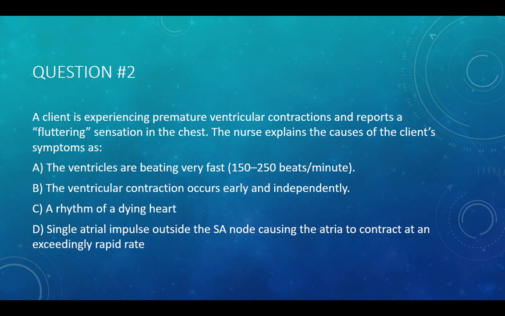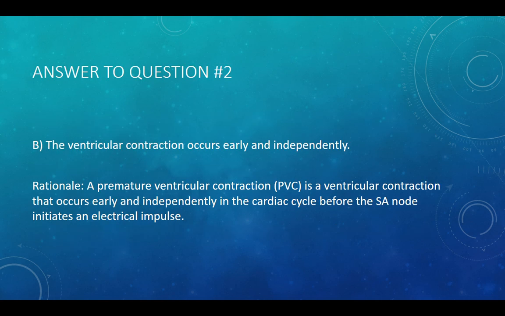Okay. Question number 2. A client is experiencing premature ventricular contractions and reports a fluttering sensation in their chest. The nurse explains the cause of this client's symptoms as, which would you say? The ventricular contractions occur early and independently. A premature ventricular contraction, or PVC, is a ventricular contraction that occurs early and independently of the cardiac cycle. So that's all you tell them, and as long as that's all they have, they're fine.